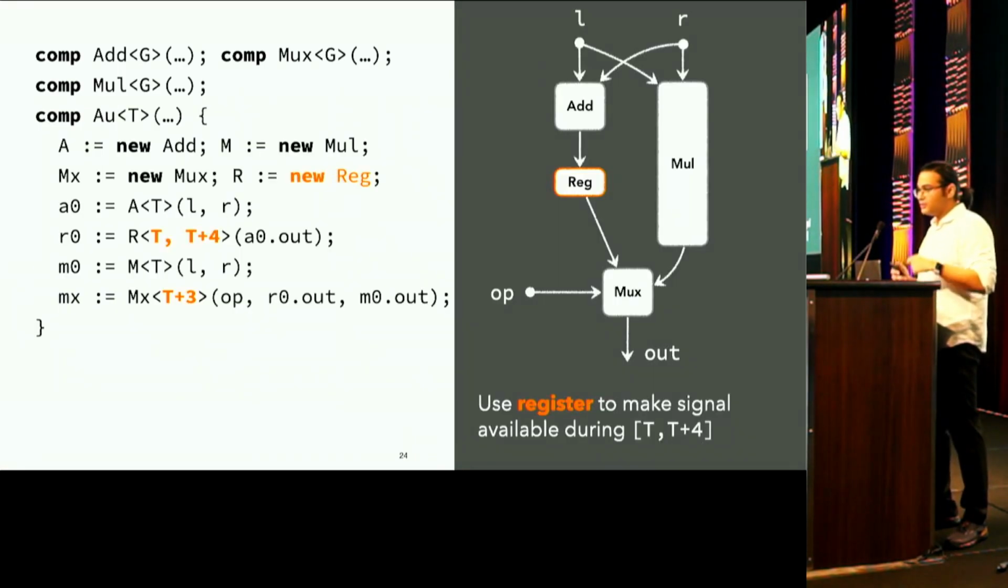To fix this, we have to instantiate something called a register, which can hold on to a signal for a couple of cycles. And because it has to hold on to a signal, we have to tell it when we're going to give it a signal and what is the last point in time when we're going to stop reading that signal. So here we're instantiating the register R, and we're saying we're going to provide the input at t, we'll stop reading it at t+4.